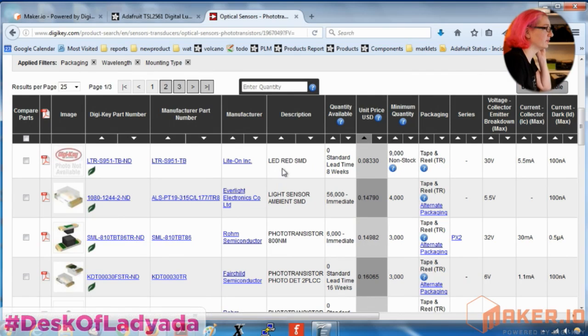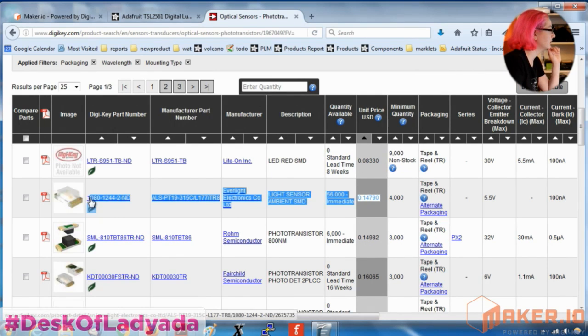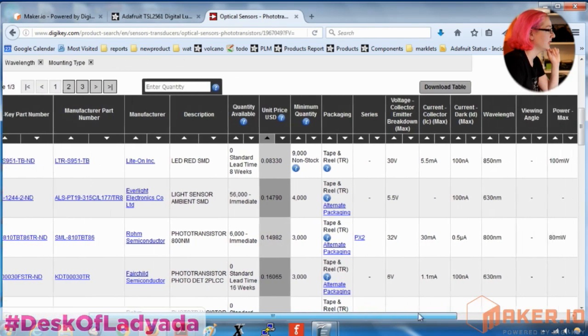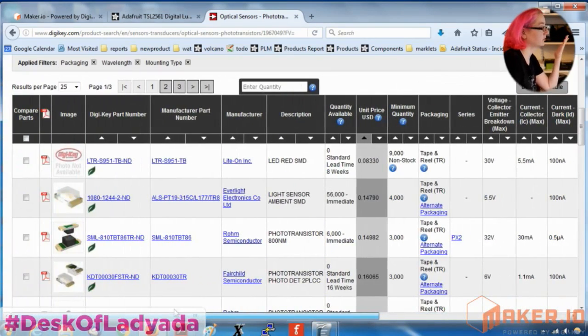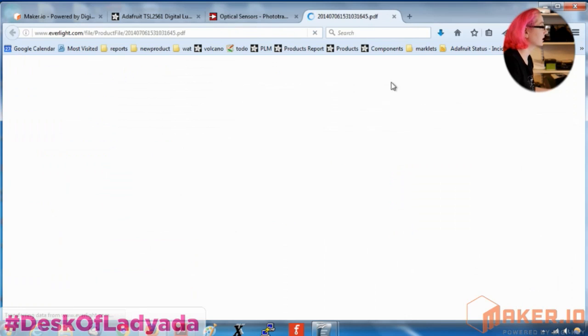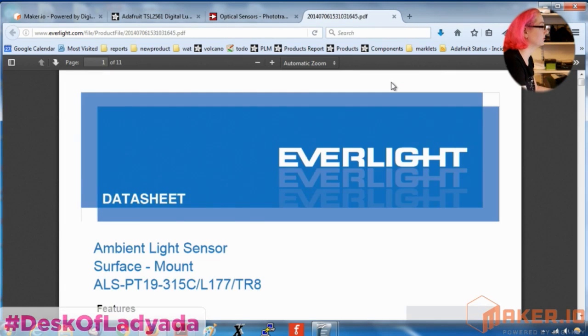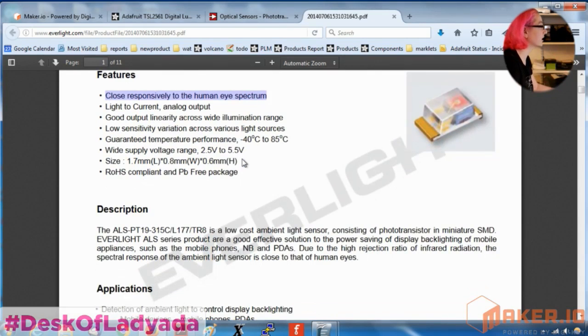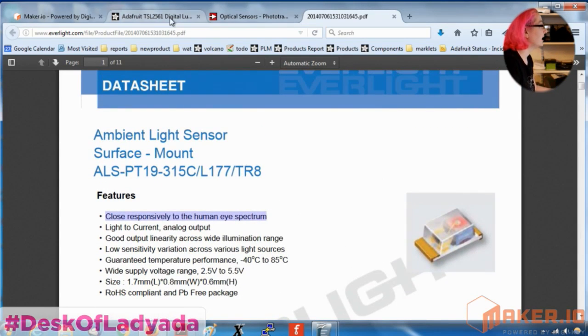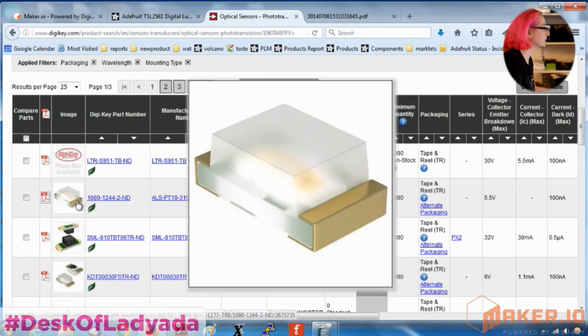There were basically two, but this one was a pretty good bet. This is the ALS-PT19, and it has a 630 nanometer center, which is basically visible light. You can check out the data sheet to make sure. It says close responsivity to the human eye spectrum, so that's really good. That's what I want. I want something that when a human looks at it, it's very similar to what I see. And I wasn't 100% sure whether this is a good light sensor or not.